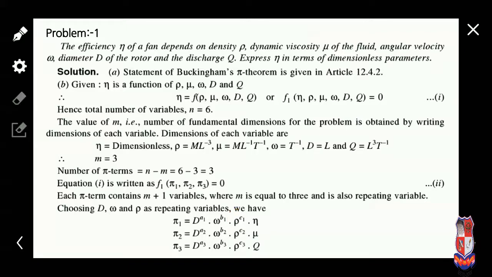Now the fourth repeating variable is any left variable, which we have taken in any one pi term. So here it is the efficiency, the kinematic viscosity, and the discharge Q.